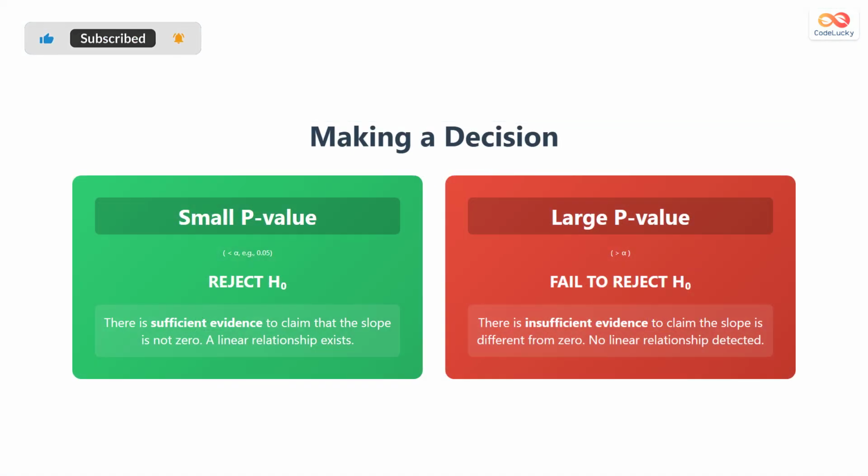Finally, we look at the p-value associated with our t-statistic. If the p-value is small, typically less than 0.05, we reject the null hypothesis and conclude there is a linear relationship. If the p-value is large, we fail to reject the null hypothesis. We do not have enough evidence to say that x affects y.